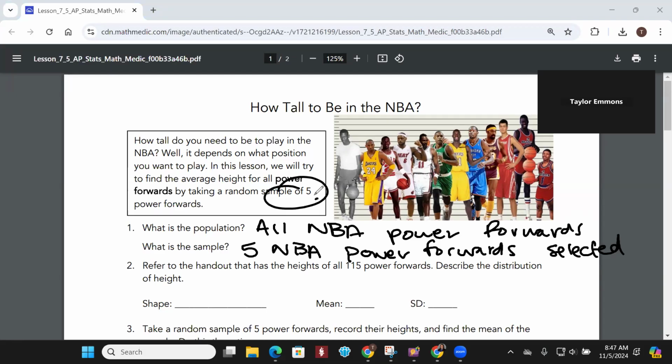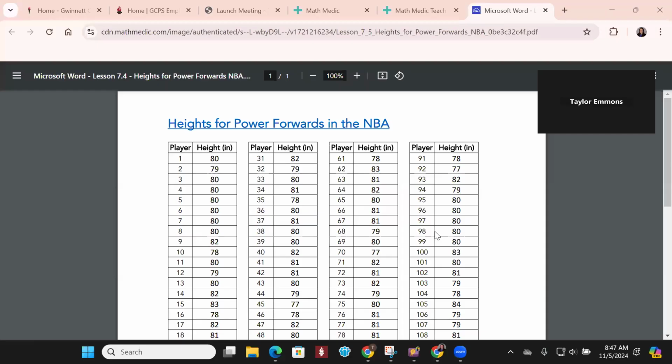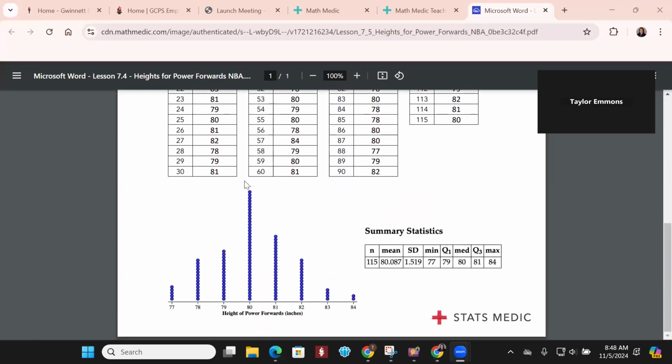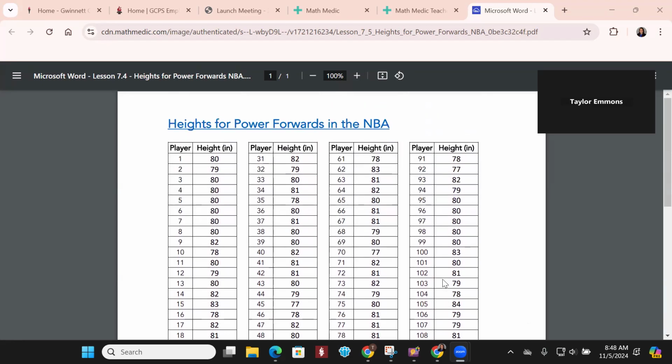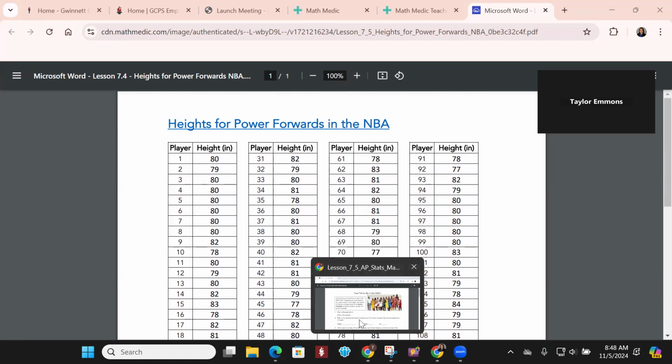So I'm gonna post the handout that has the height of all 115 power forwards. I'm gonna describe the distribution of the height, so it's gonna be approximately normal. And the mean is gonna be 80.087, and the standard deviation is gonna be 1.519. I'm gonna show that to you in just a second. Okay, so here is the list. And so we're looking at this graph. And then here is the standard deviation. Here's the mean. So that's where I got those numbers from. Sorry, I should probably have given that to you, but here they are. All right, so back to our documents.